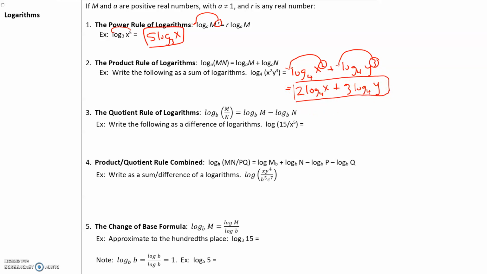The quotient rule says if we have division under a single logarithm, when we write these as separate logs, so each term gets its own logarithm, then division turns to subtraction. For example, if we have log of 15 over x to the fifth, this equals log of 15 minus log of x to the fifth. When we separate these into each individual logarithm, the division turns to subtraction. And so this gives you log 15 minus 5 log x. The exponent of a logarithm always comes to the front and becomes a coefficient.